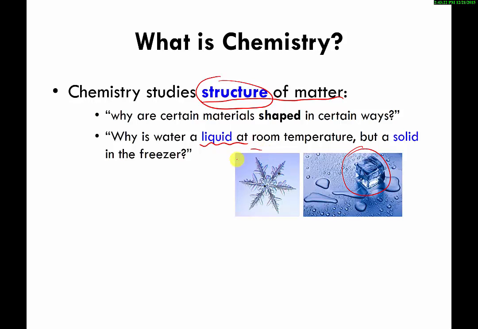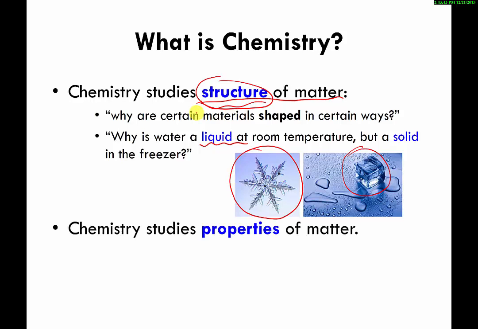Another example of this might be why do snowflakes, which are made of water, typically have 6 sides? Again, that is probably a feature of what water is made of, and chemists are interested in understanding how certain materials assume certain shapes. So that's called the structure of matter.